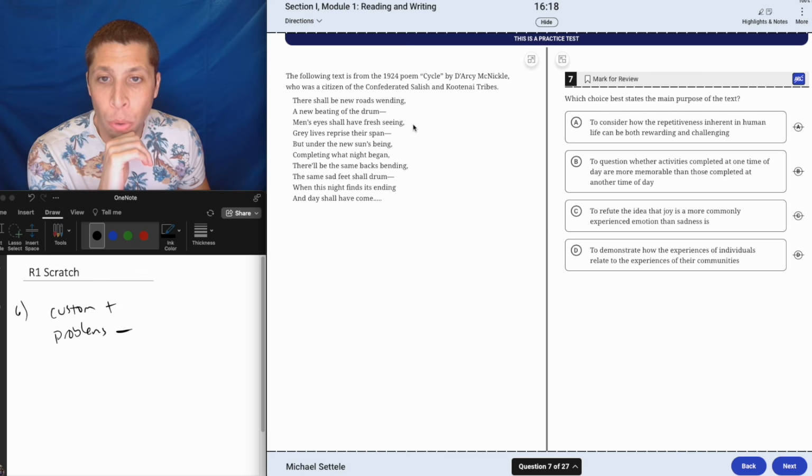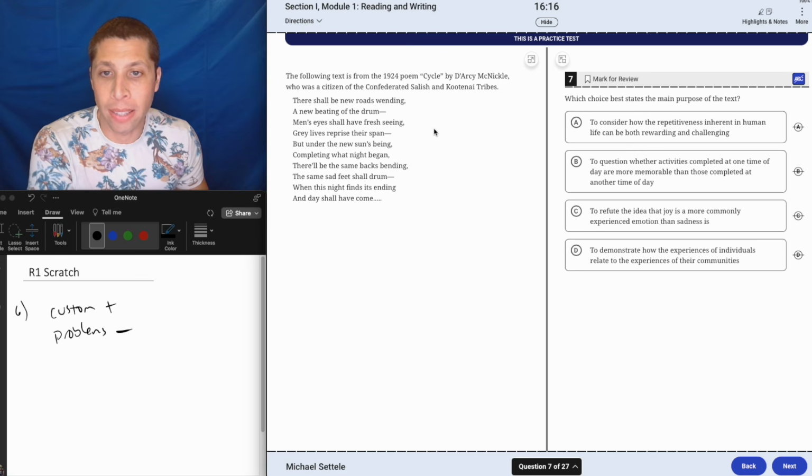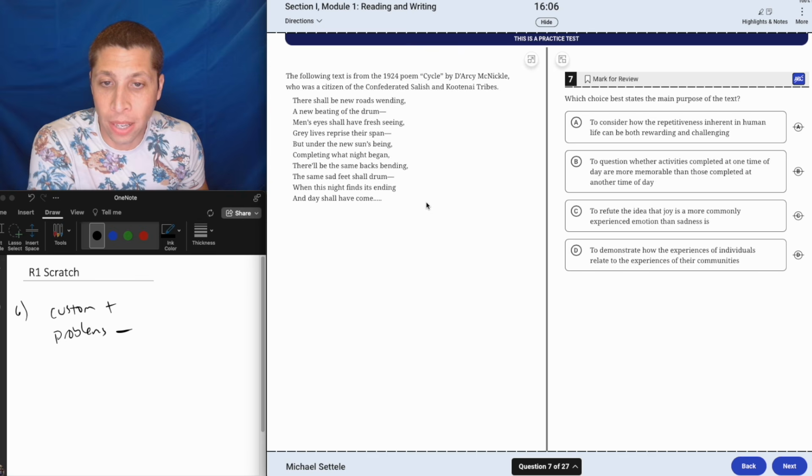There shall be new roads wending, a new beating of the drum. Men's eyes shall have fresh seeing, gray lives reprise their span, but under the new sun's being, completing what night began, there'll be the same backs bending, the same sad feet shall drum when this night finds its ending, and day shall have come.